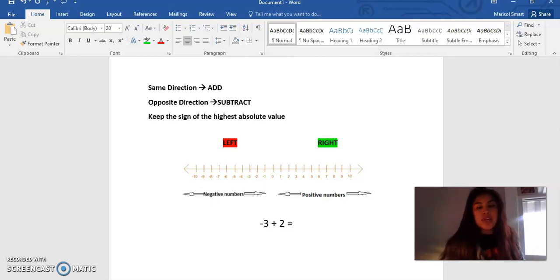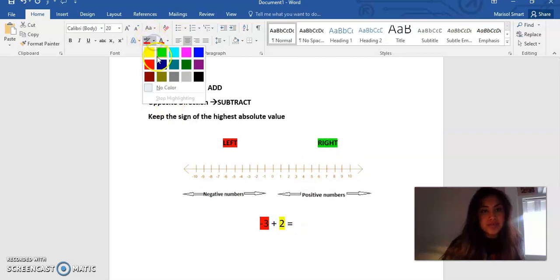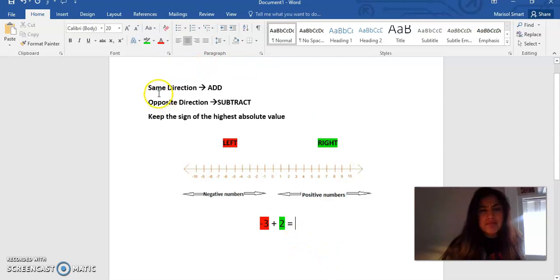Okay, so -3 is a negative number, right? And my negative numbers are right here on the left side of the number line, so I'm going to highlight it red. The positive 2 is on the right side of the number line. That's where all my positive numbers are, so I'm going to highlight it green. So I'll go back. Same direction: if they were in the same direction, they would both be pointing red or both pointing green. But since they're going in opposite directions, we're going to subtract. So opposite directions, you subtract.